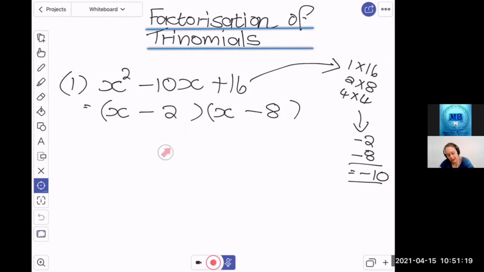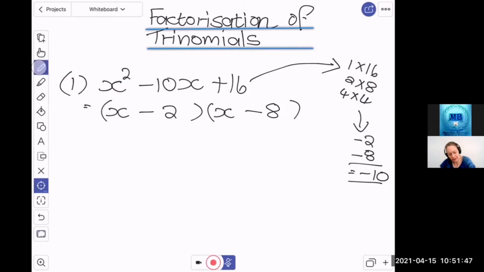If we multiply the outside ones in each bracket, we get negative 8x. When we add them together, we should get the middle term, which is negative 10x in this case. And then if we multiply the last two terms, we need to get to the final term here, which is plus 16. We have 2 times 8, which gives us 16, and a negative times a negative gives us a positive. So we have factorized correctly.